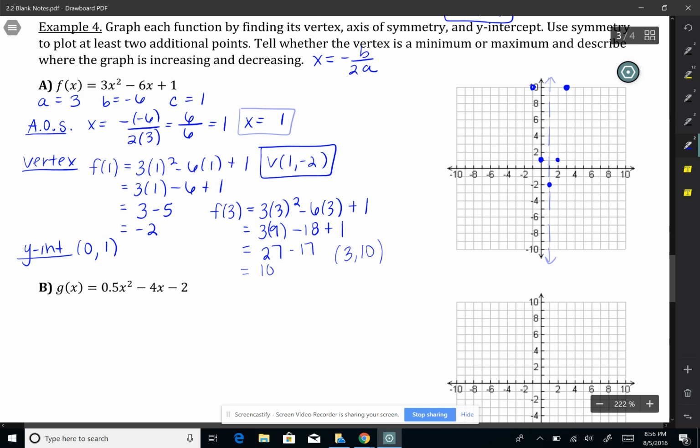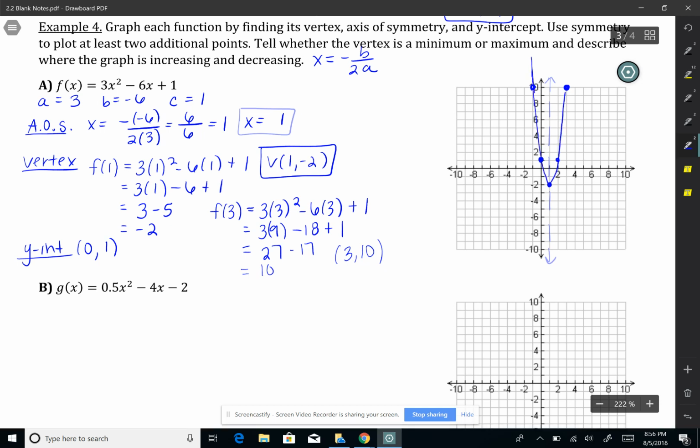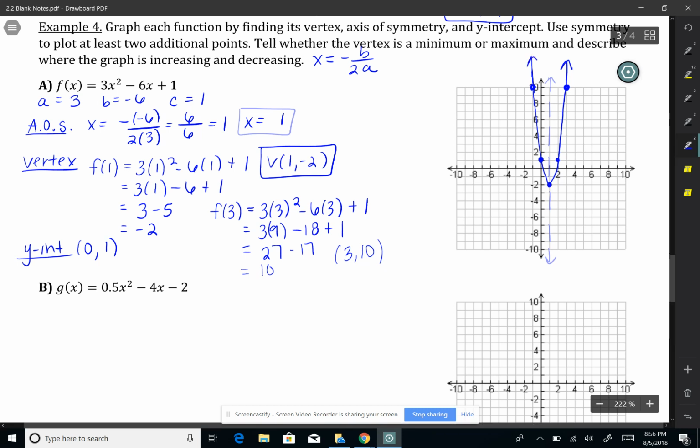So 5 points, that's a good amount of points to draw my parabola as best I can, putting arrows. It shouldn't really be pointy down here. It should be curvy. Okay, now the last thing we need to do is identify the vertex as a minimum or maximum. Since this graph is opening upwards, the vertex is a minimum. This point right here is a minimum.